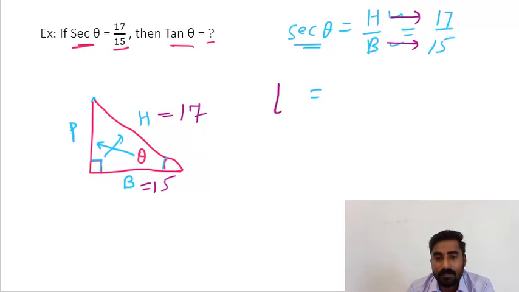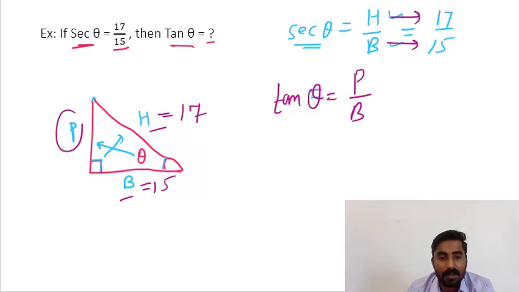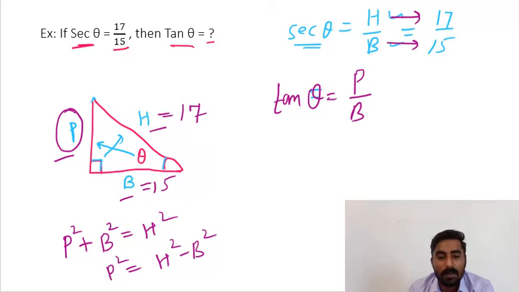Now what is tan theta? Tan theta equals perpendicular upon base. We know the hypotenuse and base, but we don't know the perpendicular. So how can we find it? By using the Pythagoras theorem. Square of perpendicular plus square of base is always equal to square of hypotenuse, so square of perpendicular equals square of hypotenuse minus square of base. You can find it using this equation.